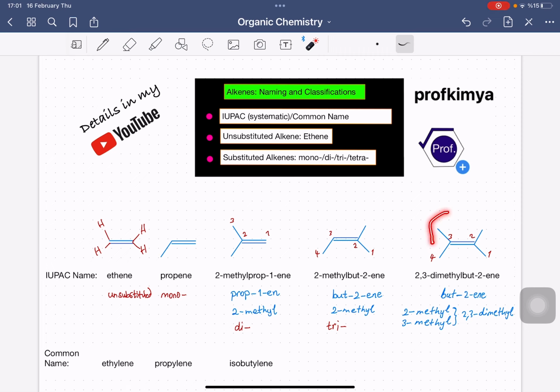This molecule now has 4 substituents. All of the hydrogen atoms are substituted by methyl groups. Therefore, this molecule is a tetrasubstituted alkene.